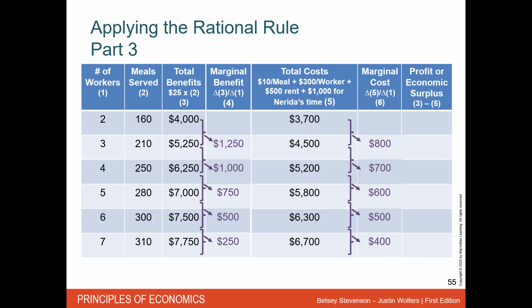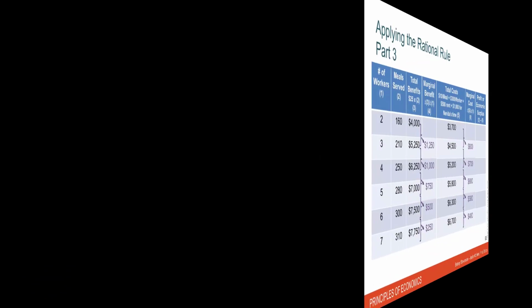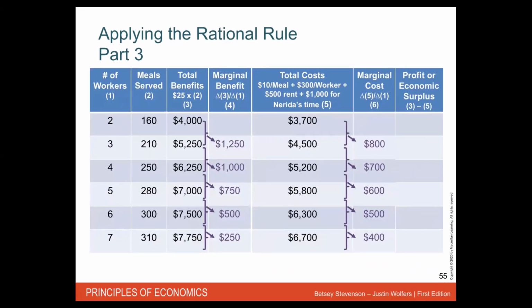Now, let's also find profit. And that's an easy one to find. We just need to subtract total benefits with total cost. Again, on your own, fill out the column, and I will show you how to solve this problem. Now, we can find profit or economic surplus by just subtracting total benefits with total cost.